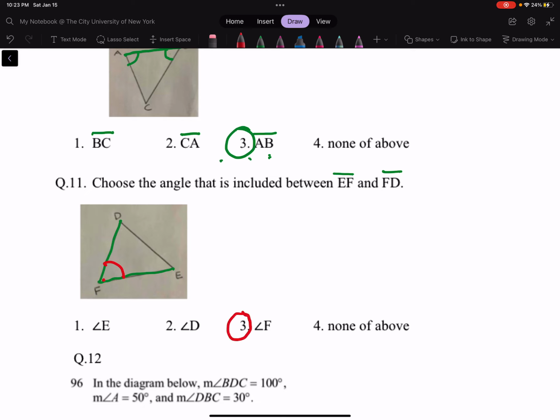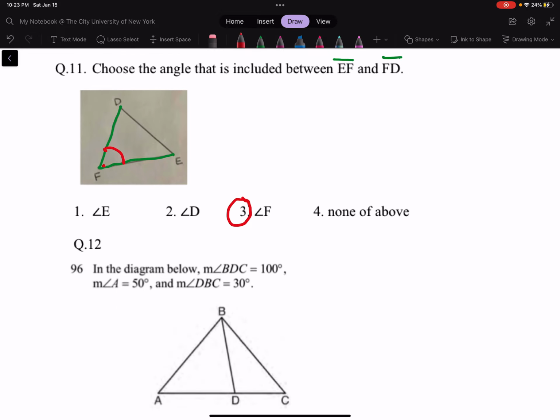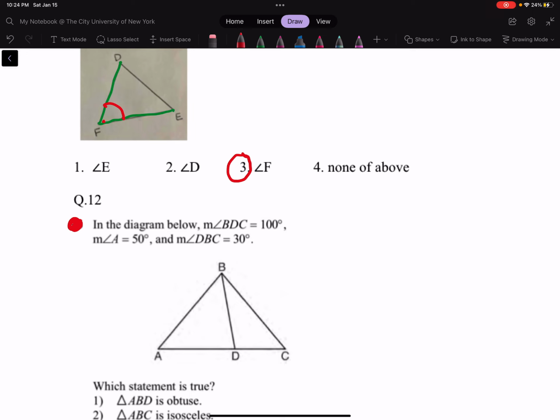All right. And then in 12, in the diagram below, the measure of BDC is 100. So BDC is 100, right? Label them always. And angle A is 50. This is 50.